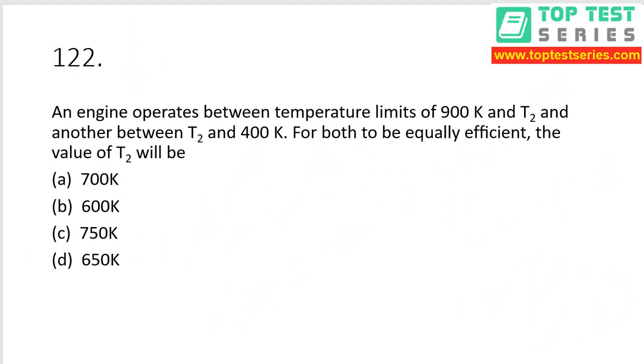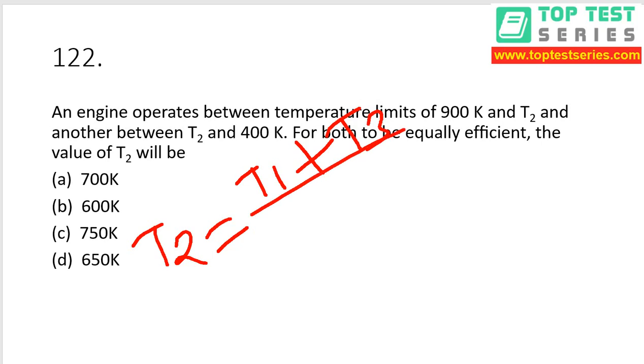Now let's move on to the next question. An engine operates between temperature limits of 900 Kelvin and T2, and another between T2 and 400 Kelvin. For both to be equally efficient, what will be the value of T2? Now my dear, we have two cases for this. One is for same work done, another one is for same efficiency, and it is a very commonly asked question in competitive examinations. So whenever we have same work done, then T2 is equal to what? T1 plus T3 by 2.